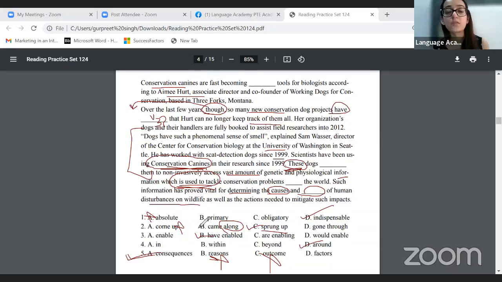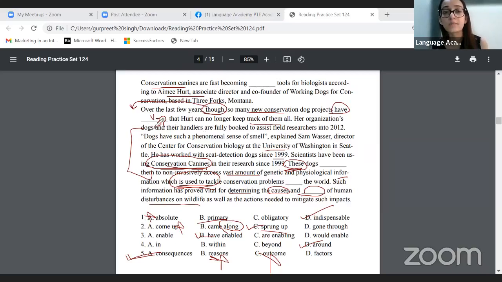The first one, we don't know if they are primary tools, secondary tools, advanced tools or basic tools, but indispensable tool is a collocation, and it simply means that this is important. And when we read the whole context also, we come to know that this is important. Conservation canines play a very important role. They are dogs and they are playing an important role.